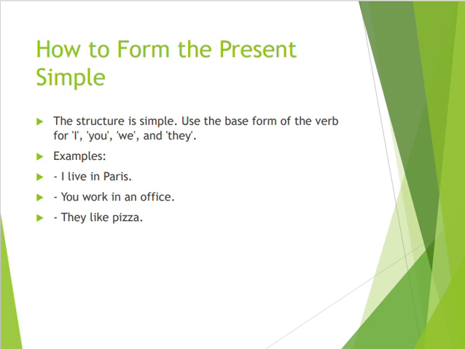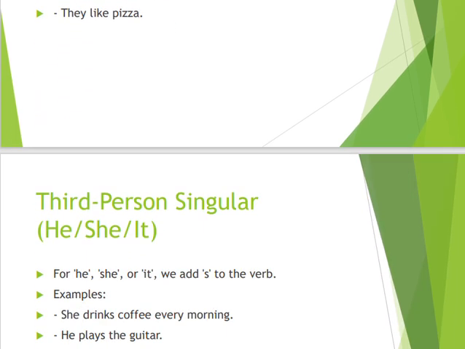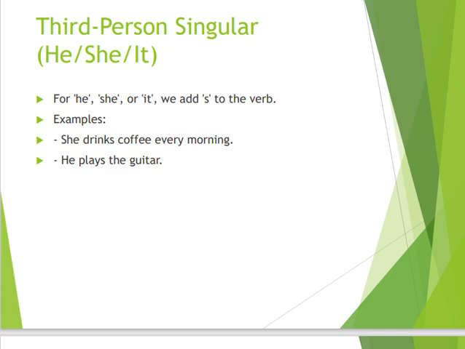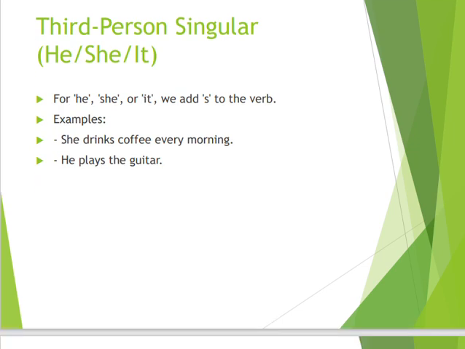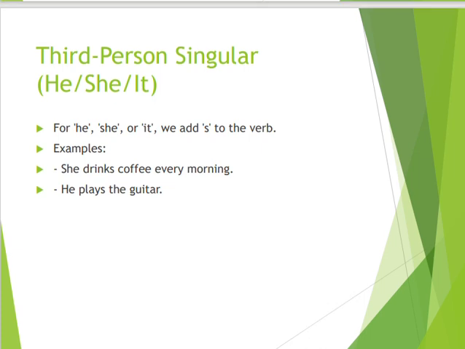Now, here's an important rule to remember for he, she, and it. When we use the present simple with these subjects, we have to add an s to the verb. For example, she drinks coffee every morning. Notice how we add s to drink to make it drinks. He plays the guitar. We add s to play, making it plays. This rule only applies to he, she, and it, so it's something to keep in mind.